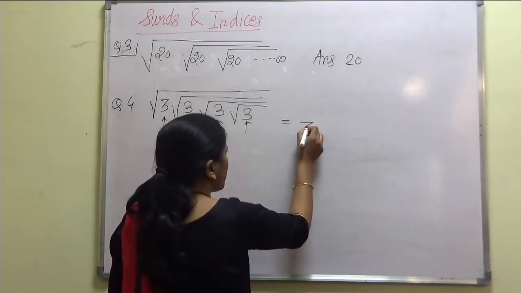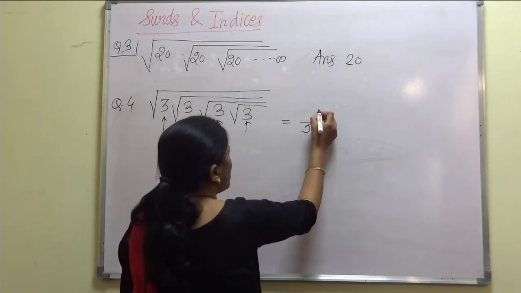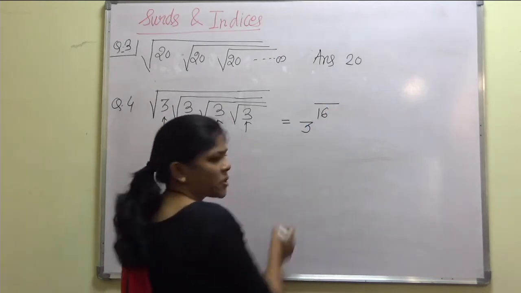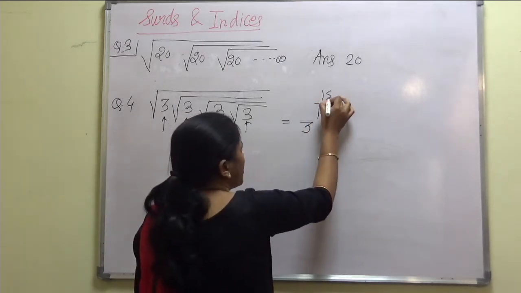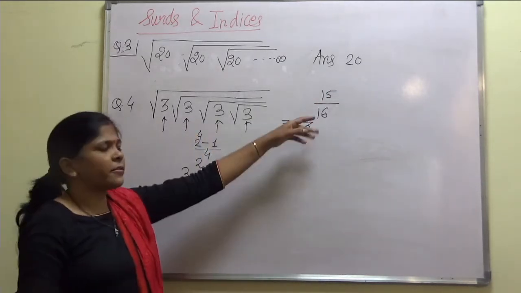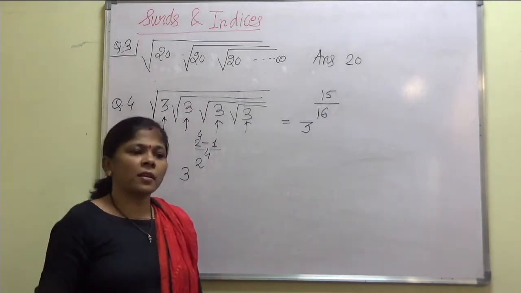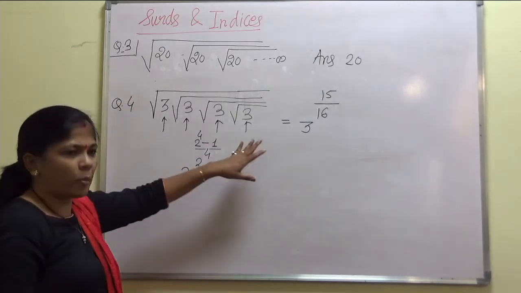So what will it be? So the final answer will come out to be 3 raised to, here we have in the denominator 16 in the power and minus 1. So what should it be? It is nothing but 15. So like this one can easily get the simplification for such type of problems, right?